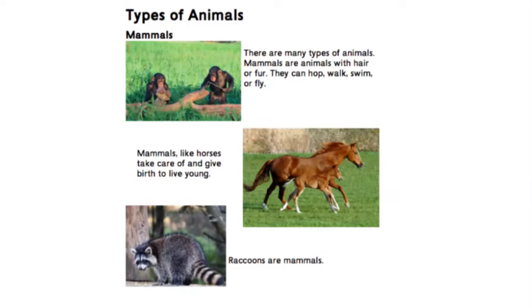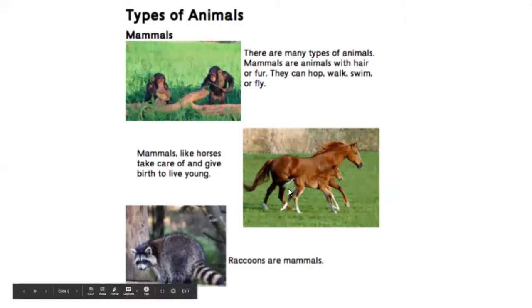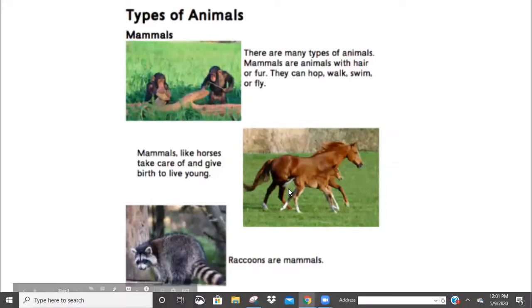So mammals are animals with hair or fur. They can hop, walk, swim, or fly. Mammals, like horses, can take care of and give birth to live young. That means that they don't lay an egg like a chicken would. When the babies come out, they look like a little miniature version of the parents.